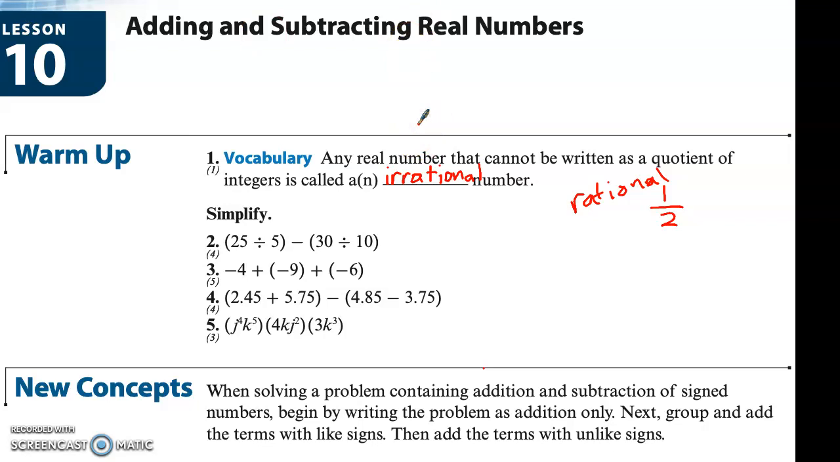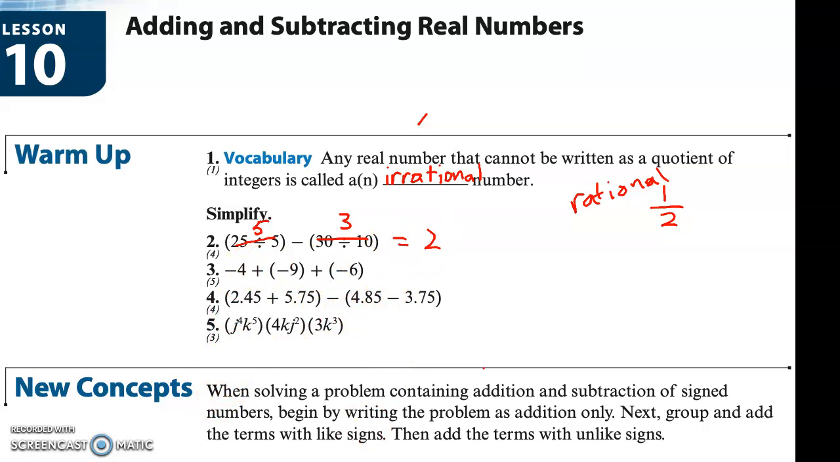All right, so simplify 25 divided by 5 in parentheses minus 30 divided by 10 in parentheses. We're going to do the parentheses first. 25 divided by 5 is 5. There I have 30 divided by 10, which is 3. So now I have 5 minus 3 equals 2.